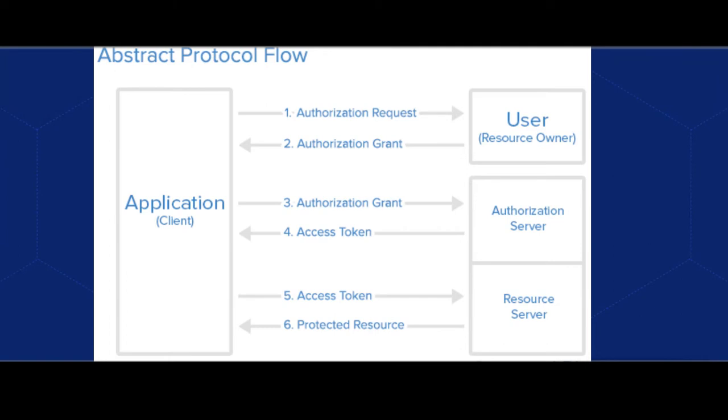Fifth, the application requests the resource from the resource server, the API, and presents the access token for authentication. Last, if the access token is valid, the resource server, the API, serves the resource to the application. So this is the flow of how the access token and the other things work.